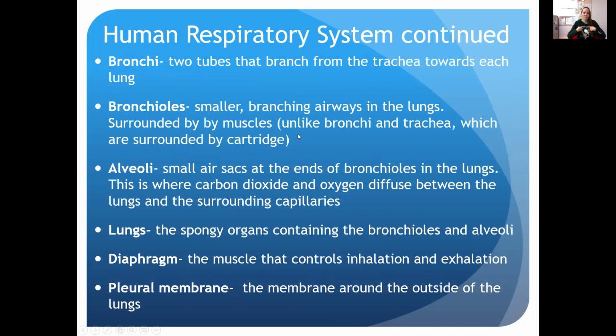Then you have the bronchi, which are two tubes that branch off of the trachea, one towards each lung, and then bronchioles, which are further little branching airways that actually go into the lungs themselves. Those are surrounded by muscles, unlike the bronchi and the trachea, which are surrounded by cartilage.